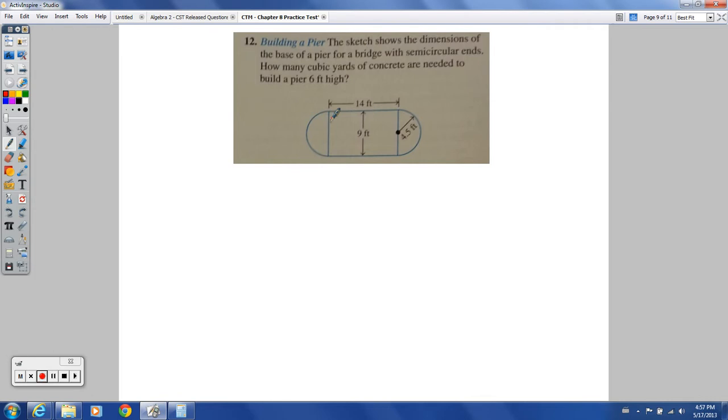This is the way the pier looks from the base. If I were to draw a picture of this three-dimensionally, you might have something like this. This is kind of the semicircle part of it. This could be that part of it here. So here's the semicircle part, and your pier might look something like that.